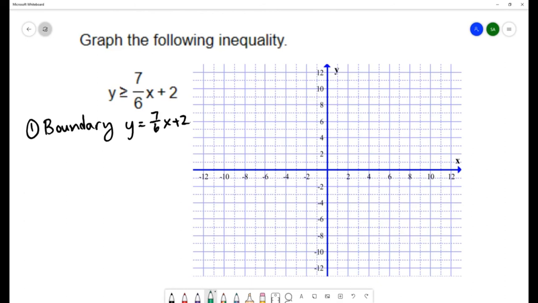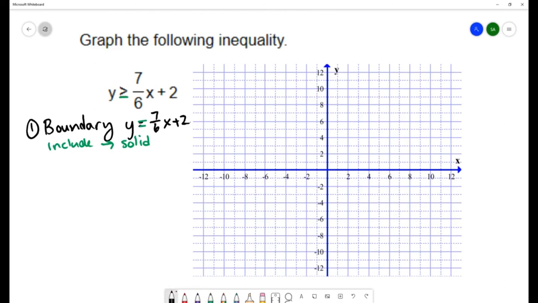So we've got this equal to. Remember, the boundary line is equal to. So that means that we want to include the boundary line, and including the boundary line means that we're going to draw it as a solid line. So we want to draw this boundary line solid to include the points on the boundary as part of the solution set.